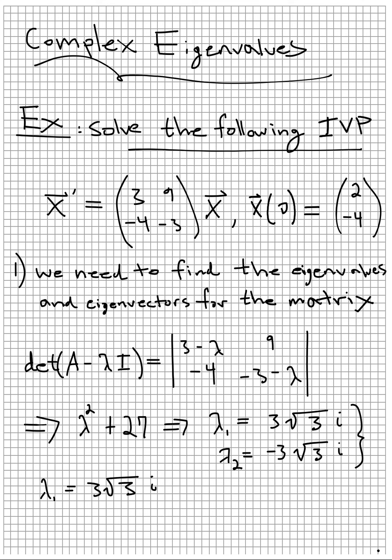Okay, let me go ahead and create a new page for you guys. All right, and let me get my pen. All right. So let me again just reiterate, the first case will be lambda 1 equals 3 times the square root of 3 times i. Okay? So we need to solve the following system.